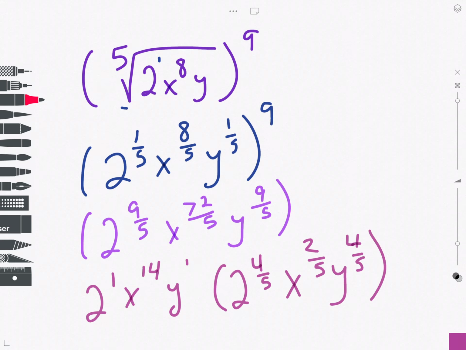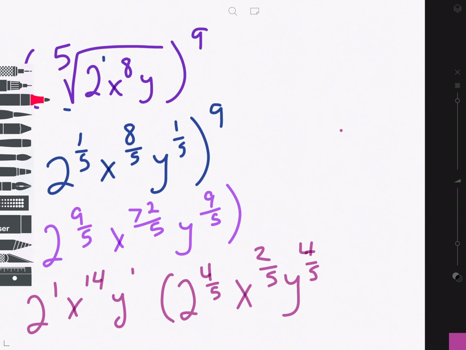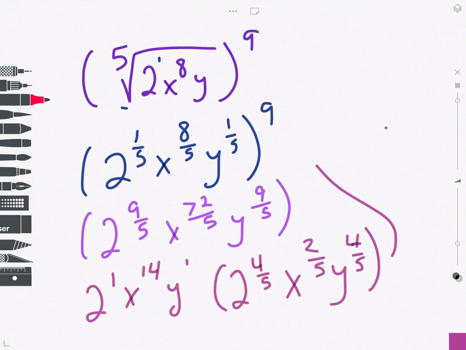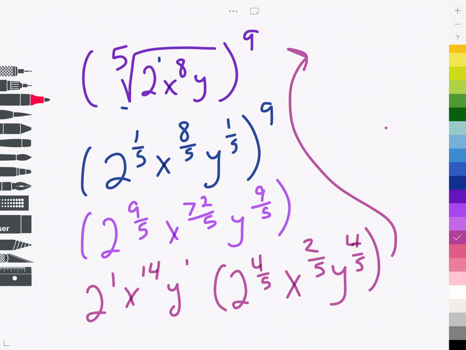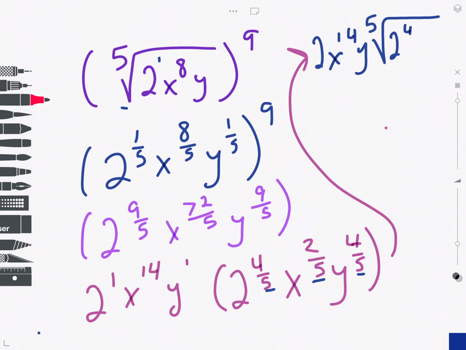Okay, so then when I go back to go into radical form again, let's see. I'll write it up here. When I go back to write it in radical form, I have a 2 outside, an x to the 14th outside, a y outside, and then if you notice on my root, the bottom number is the same on all of them. So I can put them all under one big root. I have 2 to the 4th there, x squared there, y to the 4th there.